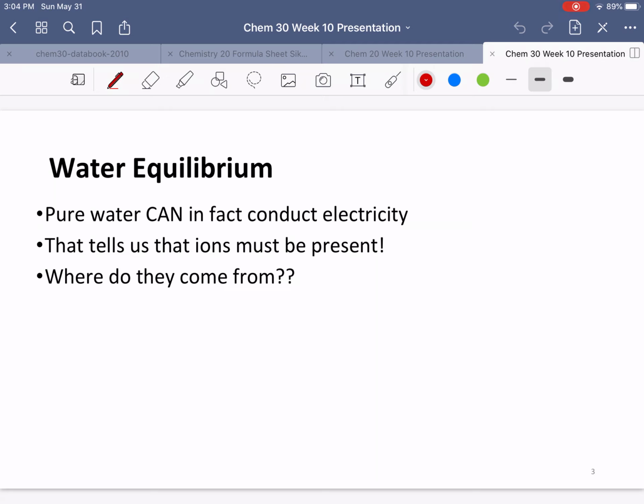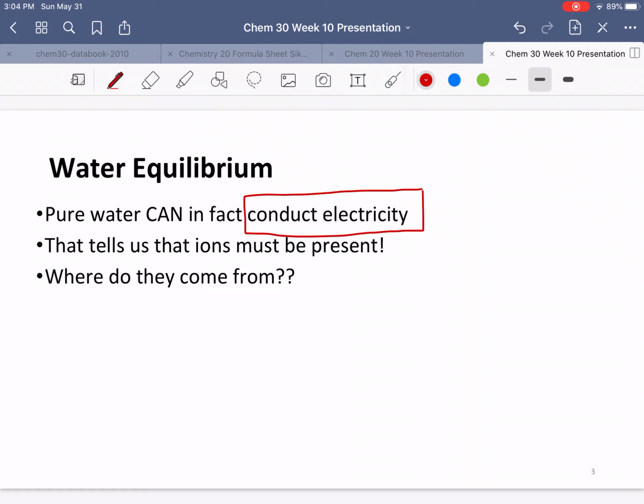Starting off, if you take pure water and you have sensitive enough ability to do this, you will actually see that it conducts electricity, which is kind of weird. The conductivity testers that we have at HTA, they can't actually measure this, right? They're just not sensitive enough. But if you get one that is good enough, absolutely, there's a slight amount of conductivity.